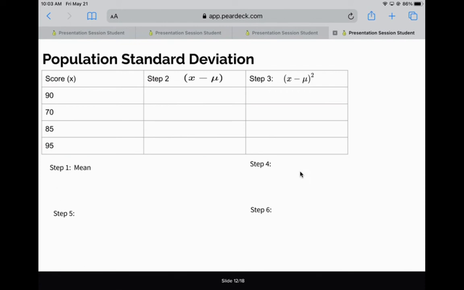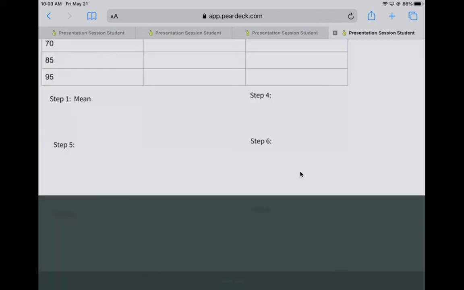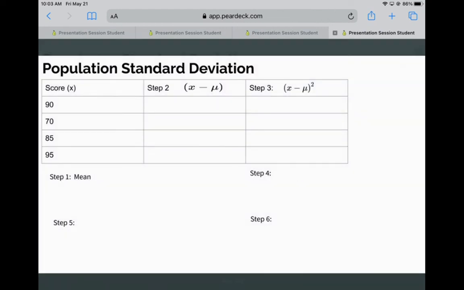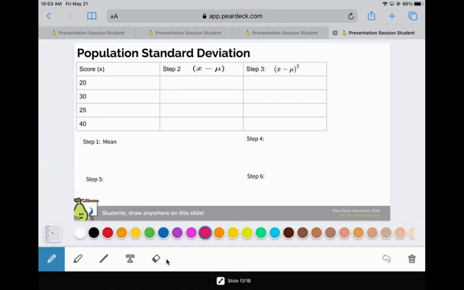So population standard deviation, step number 1. Oh no, I did not allow you to write on this. So let's do this. Go to the next slide. Okay. So for this one, population standard deviation, the first step I'm finding the mean, which is the average. So I add them up, 20 plus 30 plus 25 plus 40, divide by 4 because I have 4 numbers. Okay, so the average would be, I did not do it ahead of time so that we can do it together.